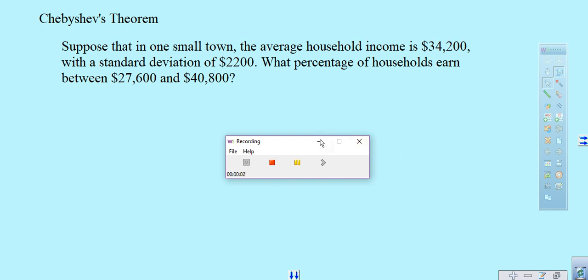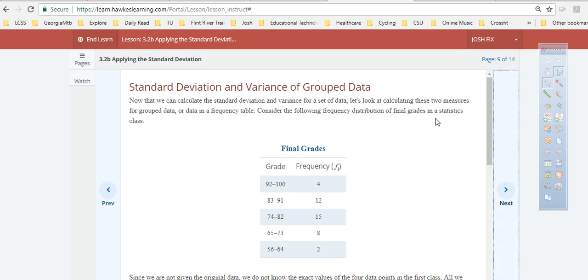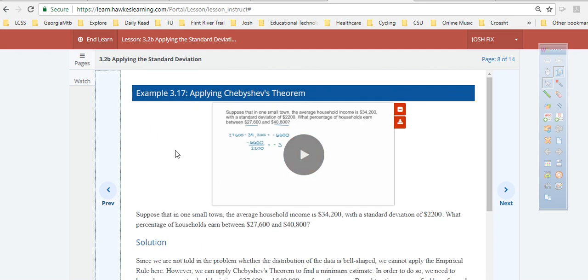All right, so the video inside of Hawks is good. The video I'm talking about is this one right here, where she goes through and talks about applying Chebyshev's theorem. This is a great explanation, but her magical ability to just take these theorems and subtract them doesn't really apply directly with what we're doing inside class with our empirical rule.